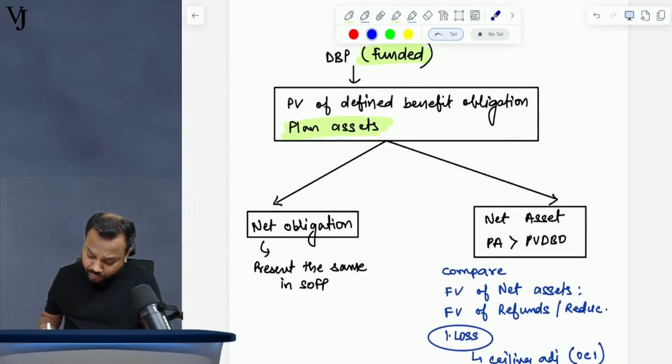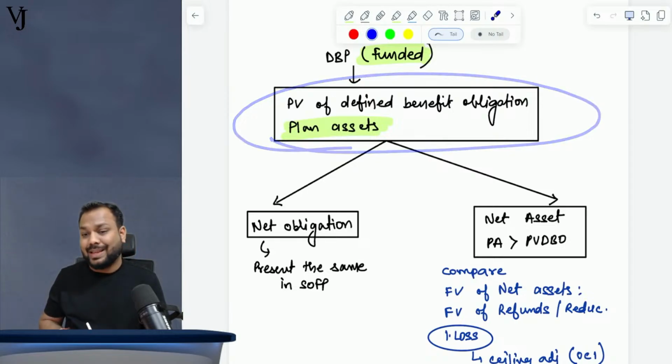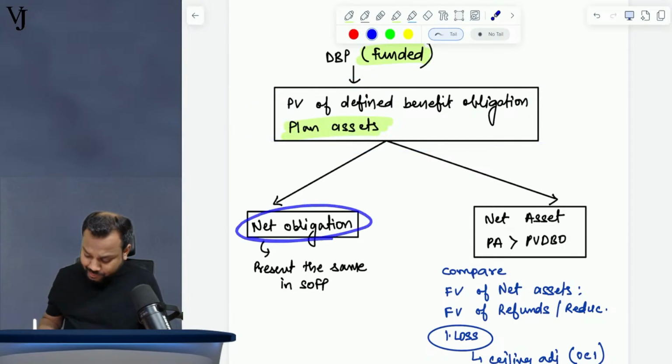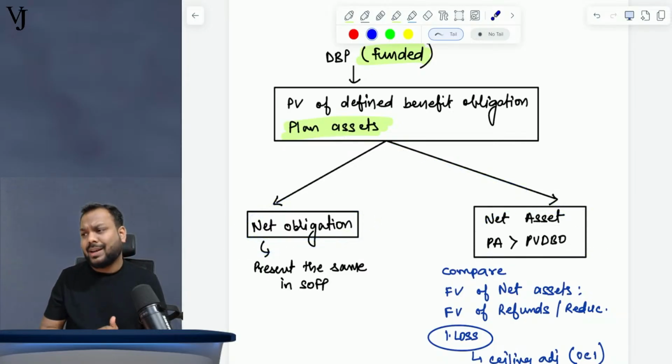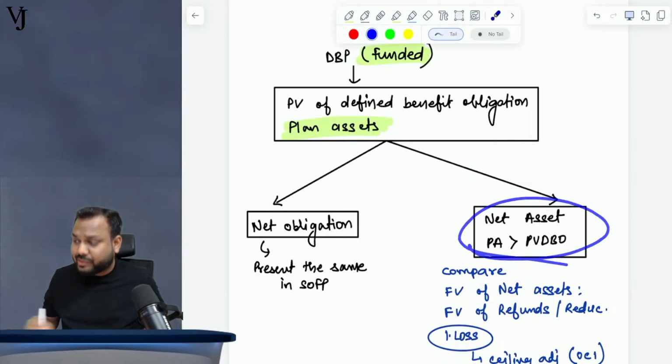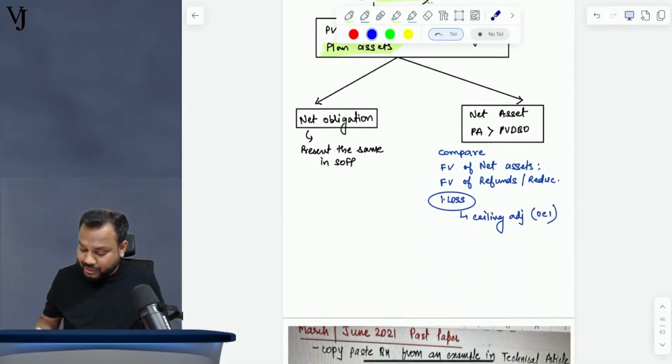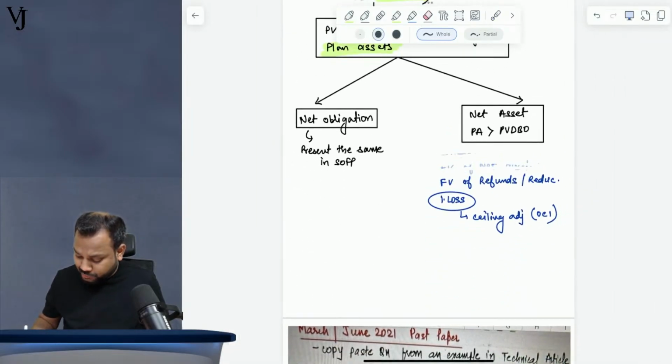Now understand, when there are these two things, there can be a situation of net obligation or a net asset. If there is a net obligation, we record the net obligation as a liability in the SOFP. But if there is a net asset position, in that case comes the concept of ceiling adjustment.